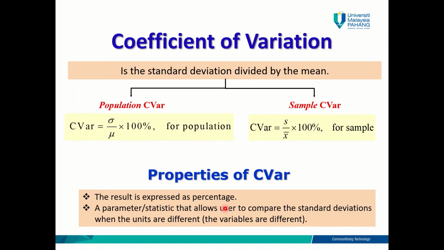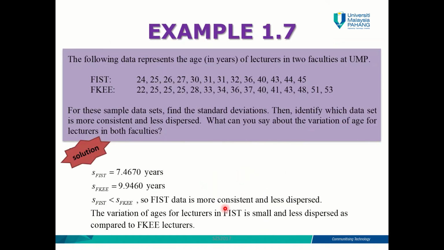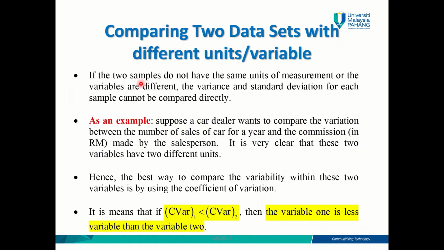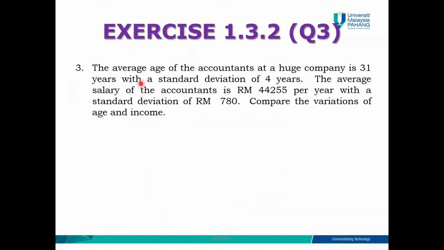What am I talking about here? In this example, I have presented to you two datasets, am I right? This is the age of lecturers in FIS and this is the age of lecturers in FKE. But what if I give you two datasets of different variables? In this slide, these two datasets are the same variable, which is age. Now, what if you need to compare the variability of two datasets of different variables? For example, let's take a look at this one.